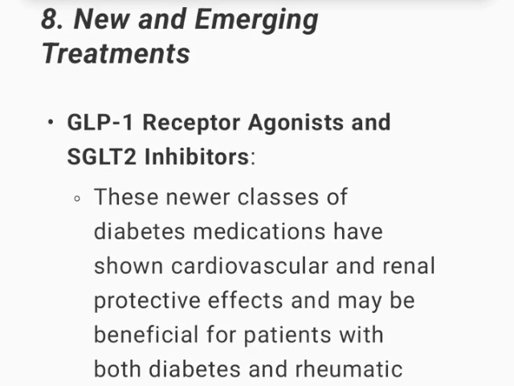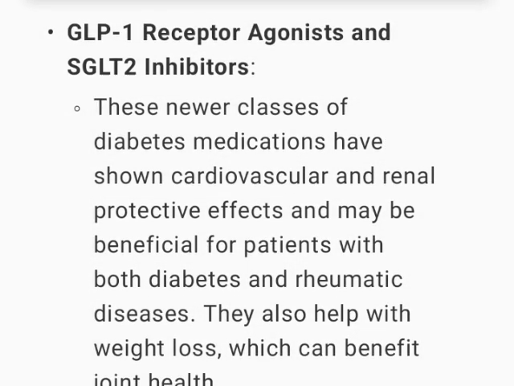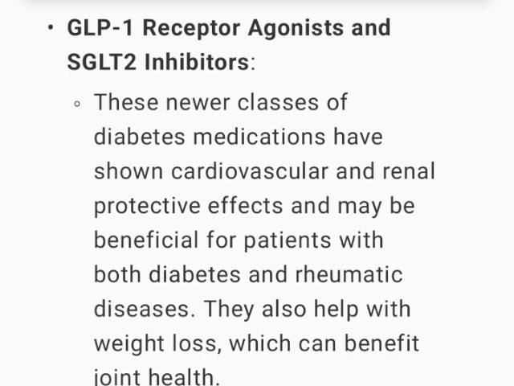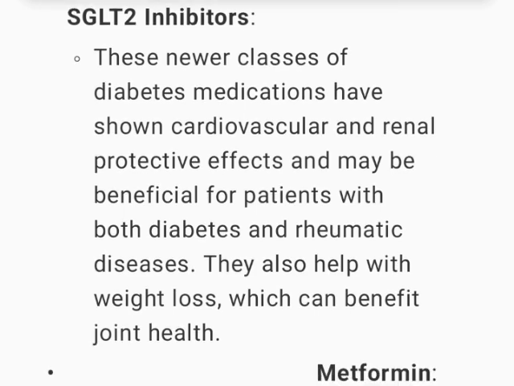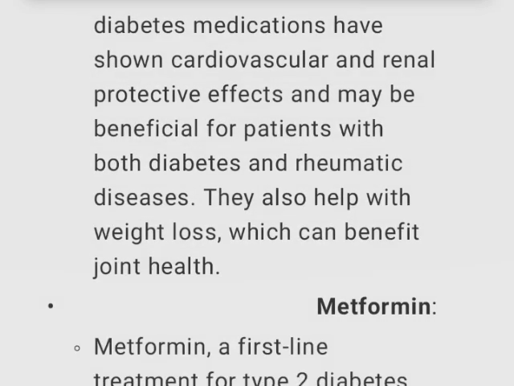8. New and emerging treatments. GLP-1 receptor agonists and SGLT2 inhibitors. These newer classes of diabetes medications have shown cardiovascular and renal protective effects and may be beneficial for patients with both diabetes and rheumatic diseases. They also help with weight loss, which can benefit joint health.